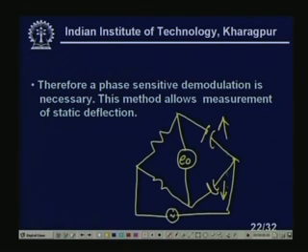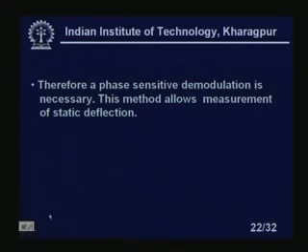Now, if this decreases and this increases also, I will get unbalanced, but how will I know which side it is? So, for that reason, as we did in the case of LVDT, I need some phase sensitive demodulation. With the phase sensitive demodulation, this type of problem can be easily solved. This method allows measurement of static deflections, because if it is a static deflection, I can easily measure it by this type of method, right.